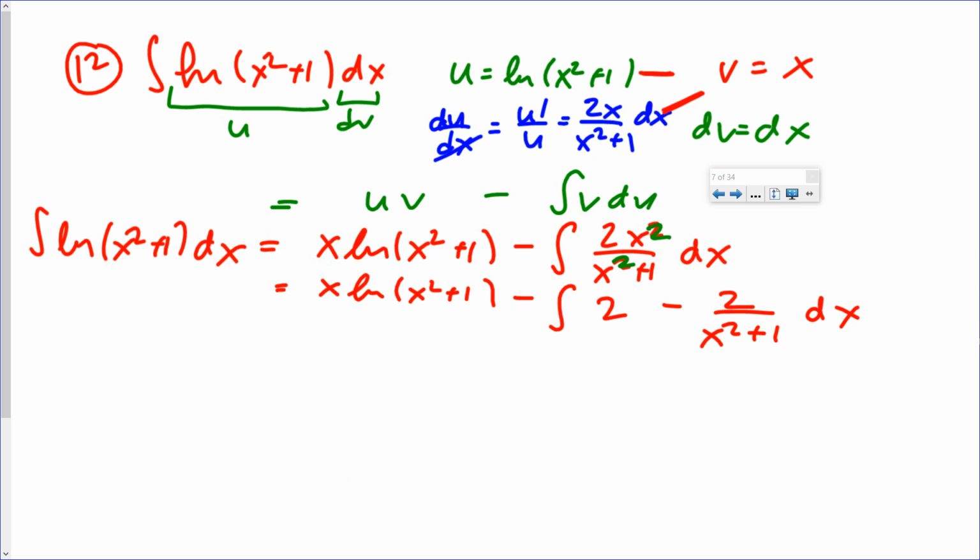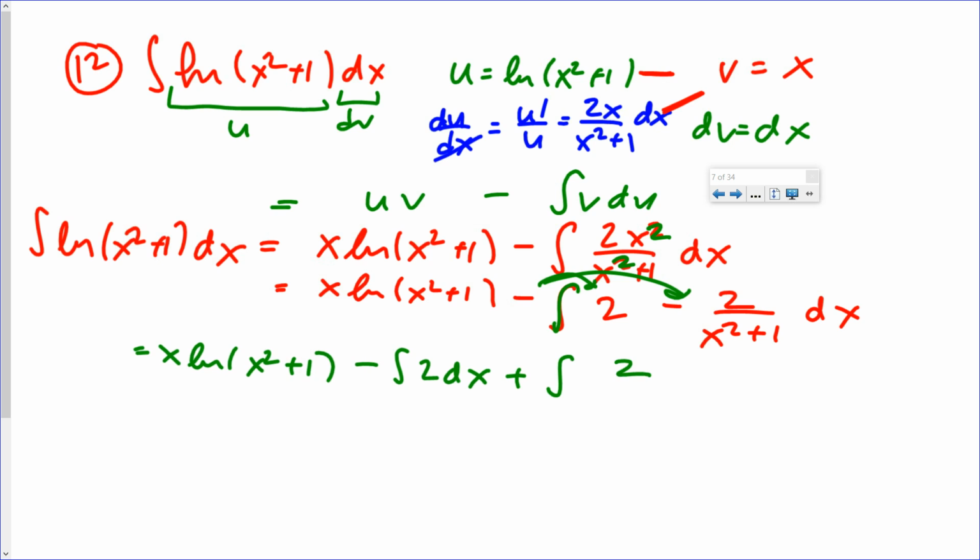All right, if I do this, be careful though, this negative. See this negative? It's a negative of this entire integral. So you need to distribute this negative through. So this answer is going to be x ln of (x squared plus 1) times negative integral of 2 dx plus the integral of 2 over (x squared plus 1) dx.